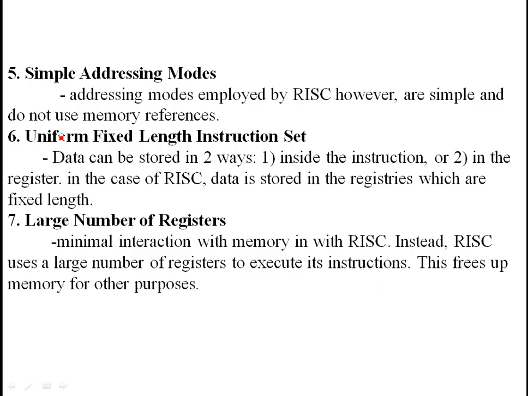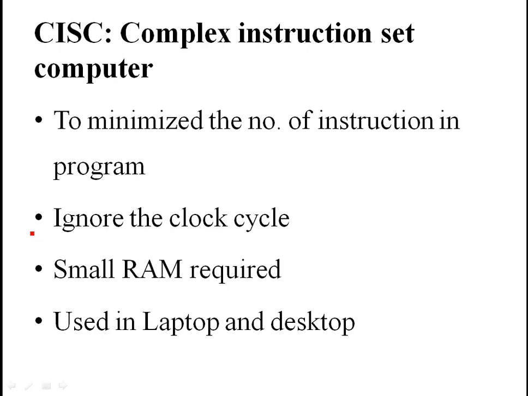Next characteristic: we already discussed what addressing mode is. RISC requires a simple addressing mode. Basically you have a very simple addressing mode in RISC, and a uniform fixed length instruction set, meaning the instruction format is uniform and not changing every time. And we require a large number of registers in the RISC architecture. Like in the 8085 we have BC, DE, HL, lots of registers there. Similarly in RISC architecture we require a large number of registers. So these are the characteristics of the RISC architecture.